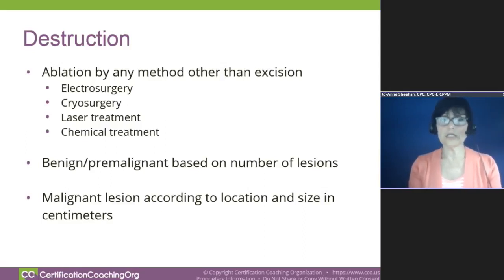So if our doctors hand us coding that says that they've excised a lesion, we hold them aside until we can match up the pathology report with that particular procedure. So we are actually coding properly. Otherwise, everything would be benign because there is no definitive diagnosis.